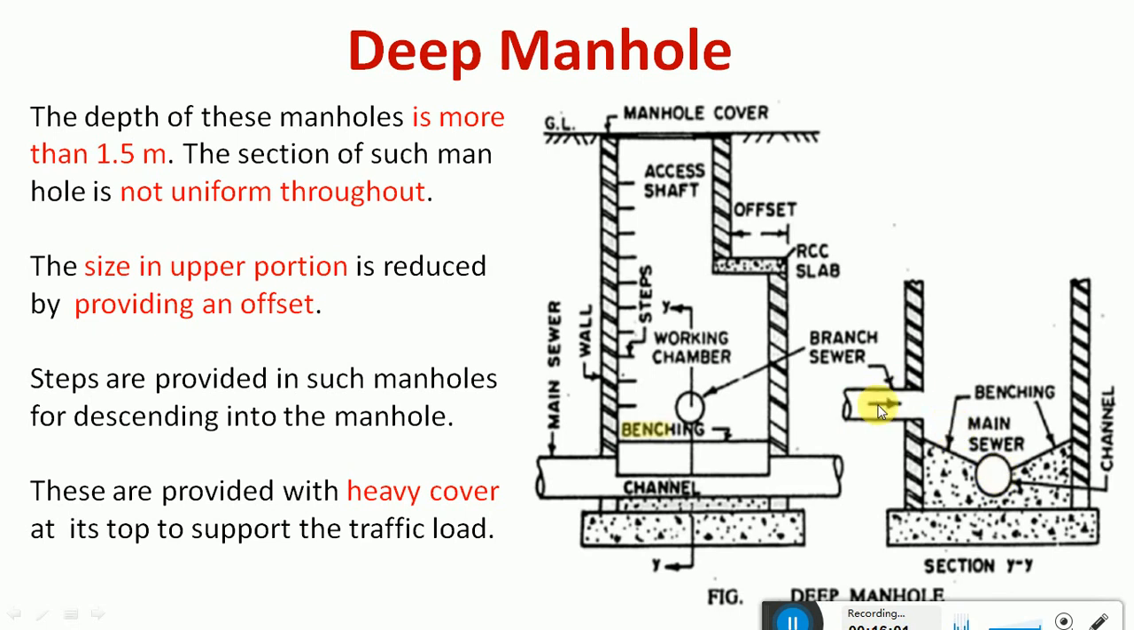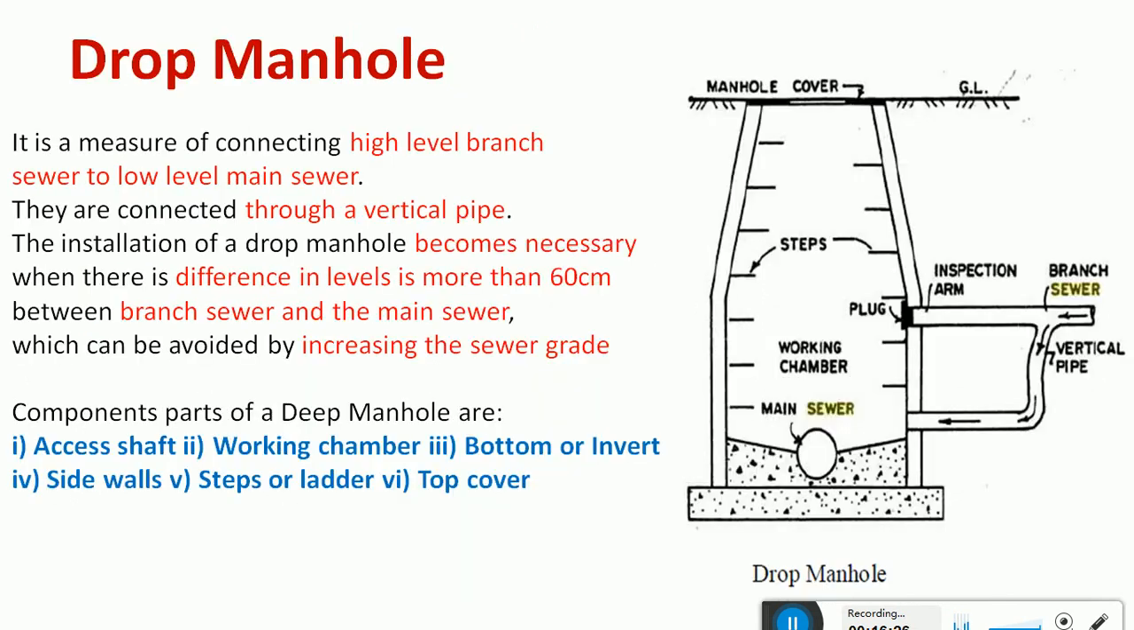So from the branch to the main sewer, and this is the branch sewer which is running through this deep manhole, and this area we call the working chamber. So this is called a deep manhole. It can also be constructed precast, or using brick and masonry works. Now we call it a drop manhole.